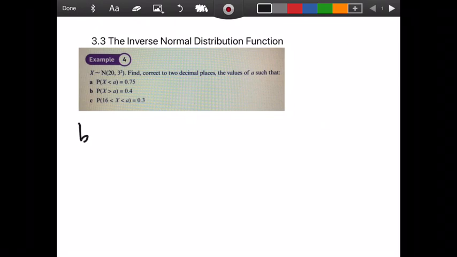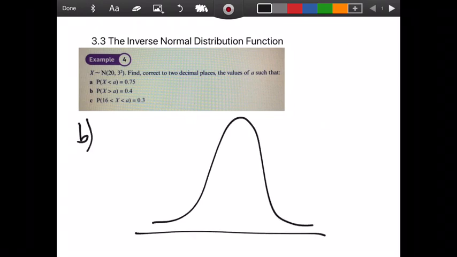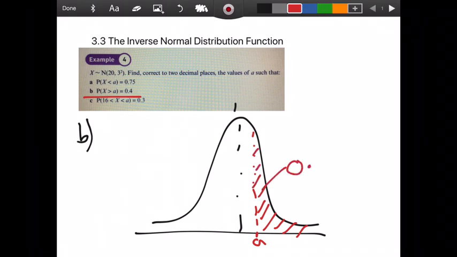Now for part B, so I'm going to draw my function again, my normal distribution function. For part B, we're now looking for something where the probability that x is greater than a is 0.4. So I think if we want less than half, it's going to be somewhere here. So all of this adds up to 0.4.